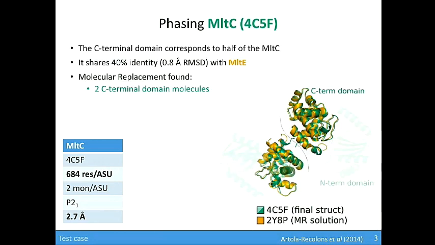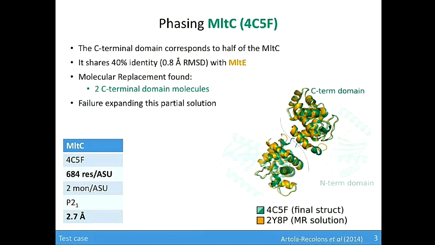The first domain is the C-terminal domain, and the other domain is the N-terminal domain, for which we didn't have any target structure. The C-terminal domain is almost half of the protein. It shares 40% of identity with the structure LMTE, and they share 0.8 angstrom RMSD. We obtained a partial solution using this structure. We truncated the side chains, and with the polyala model, we were able to correctly place these 2 monomers.